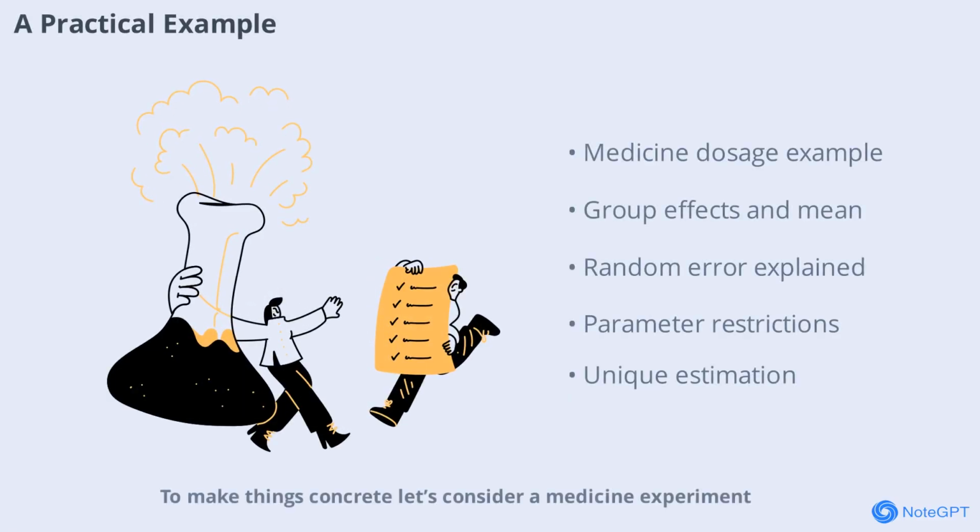To make things concrete, let's consider a medicine experiment. Suppose we have three dosages, 2 mg, 5 mg, and 10 mg, given to patients with fever. Each dosage group has a different number of patients, and we record the time it takes for the medicine to bring down their temperature. The model expresses each observation as the sum of the general mean, the effect of the specific dosage, and a random error.